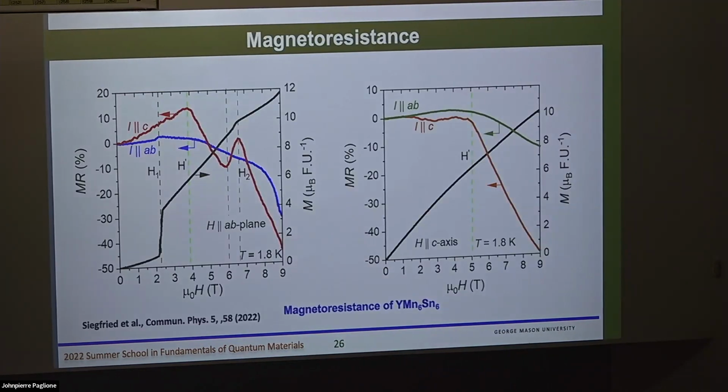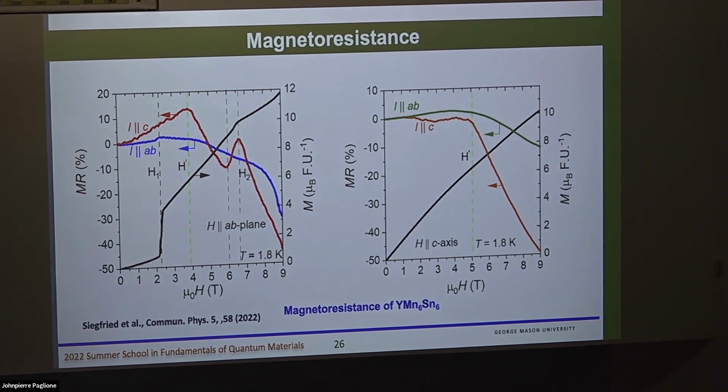Okay. And the next thing is the magnetic resistance. Another property is how the resistance changes with the magnetic field, right? And this particular system had very interesting magnetic resistance. Let's first look at the magnetization. I already showed you all these things. I'm showing you only up to 9 Tesla, and then it saturates over here.